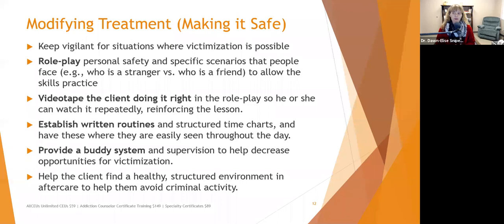Provide a buddy system and supervision to help decrease opportunities for victimization. This can be really helpful in school if the person has a buddy that they hang out with that can help them navigate. And help the client find a healthy, structured environment in aftercare to help them avoid criminal activity. Obviously, this is for somebody who's been in treatment of some sort. But we want to make sure that when this person gets out of treatment, or even the child who is going to school and hasn't had treatment or been in trouble with the law, when they have downtime they are not in a place where they can be easily manipulated, taken advantage of, or get involved in criminal activity.